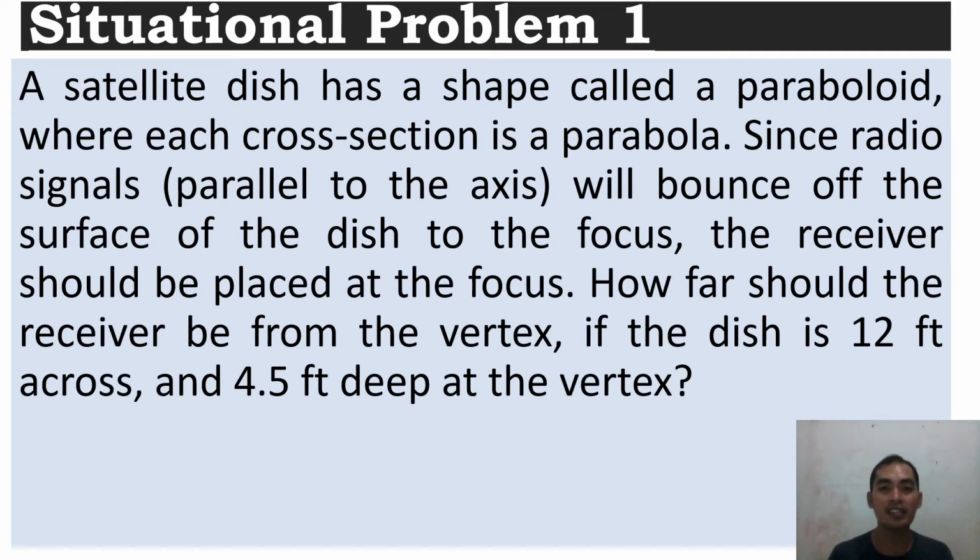A satellite dish has a shape called a paraboloid where its cross-section is a parabola. Since radio signals parallel to the axis will bounce off the surface of the dish to the focus, the receiver should be placed at the focus. The question is, how far should the receiver be from the vertex, if the dish is 12 feet across and 4.5 feet deep at the vertex?